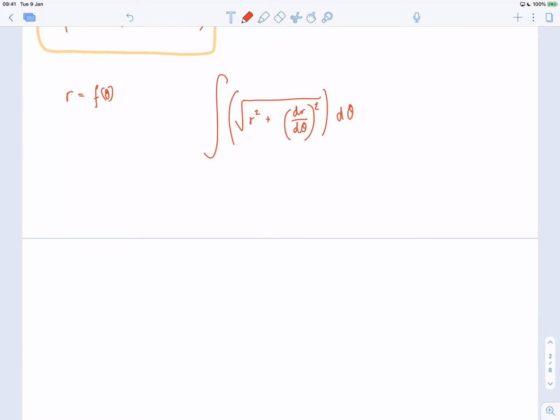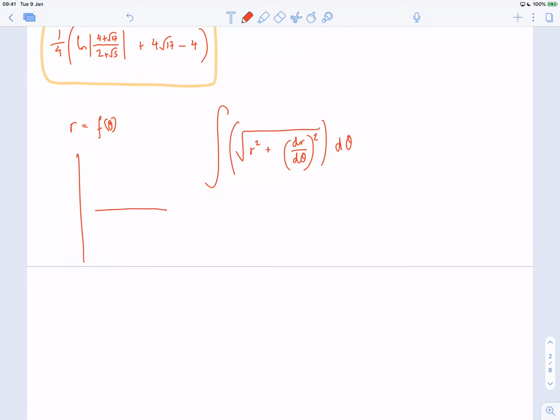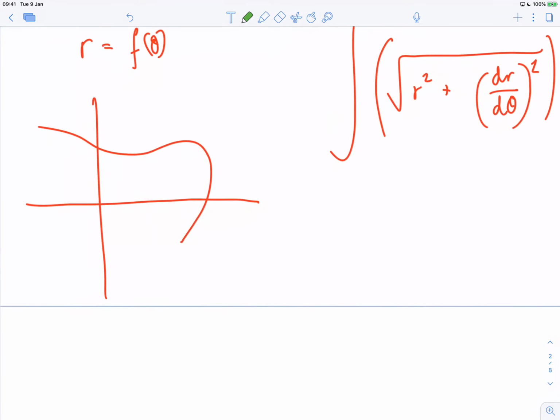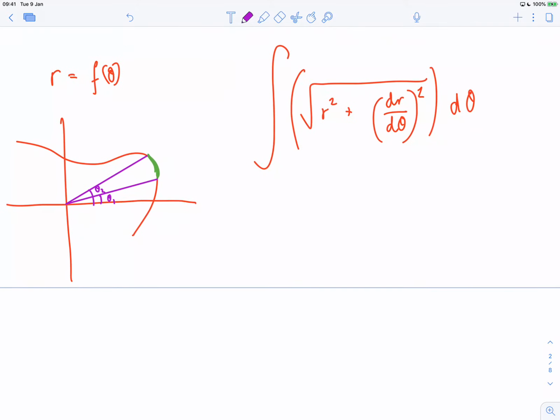In actual fact, should we just prove it and be done with it? So say I've got a curve like that in polar coordinates, and I'm interested in this section of the curve, where I'm going from here to here and from here to here, and clearly this is theta 1 up to theta 2, and arc length is clearly just r d theta. You can probably figure out the rest actually.